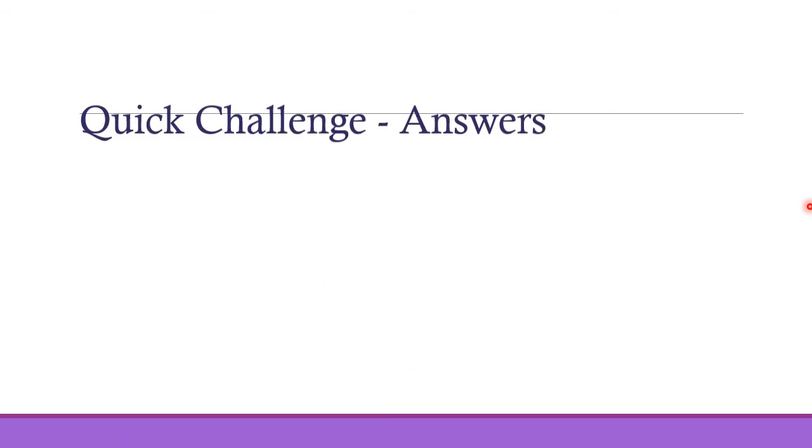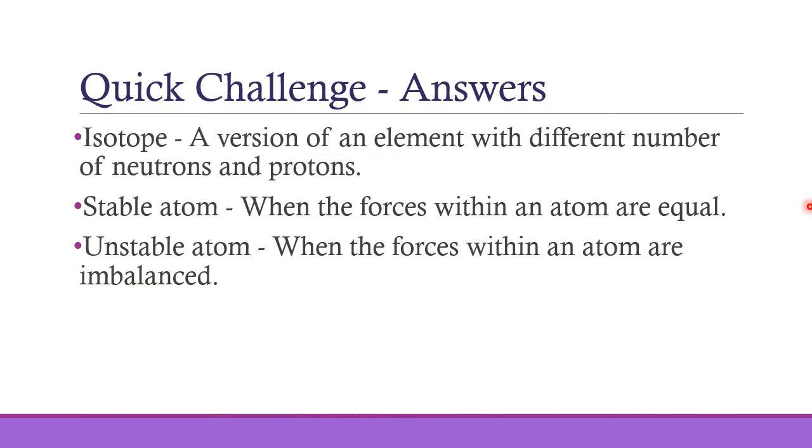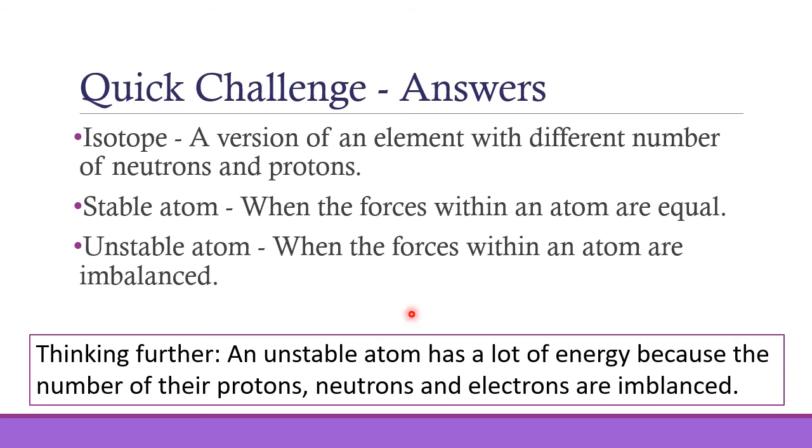And now here we have our quick challenge answers. So please get your purple pens out and make any changes that you might need to the definitions. And for the thinking further part, we've got an unstable atom has a lot of energy because the number of their protons, neutrons, and electrons are unbalanced. And remember, they're always trying to balance out. So they're always trying to eject these subatomic particles to balance out. So they're quite energetic.